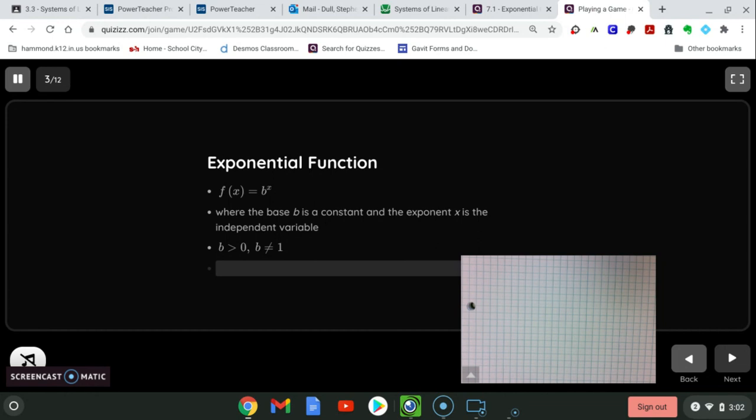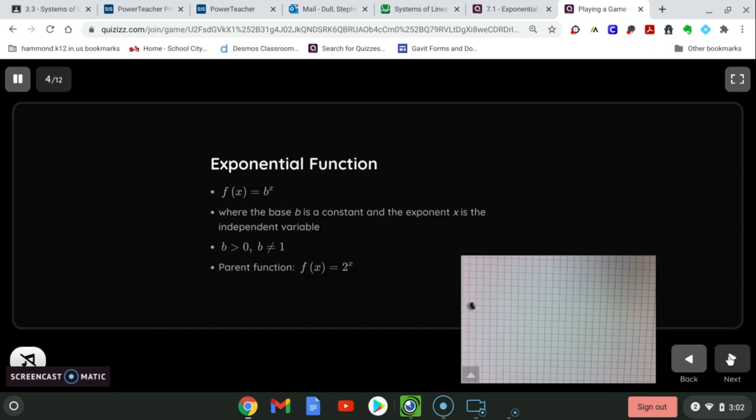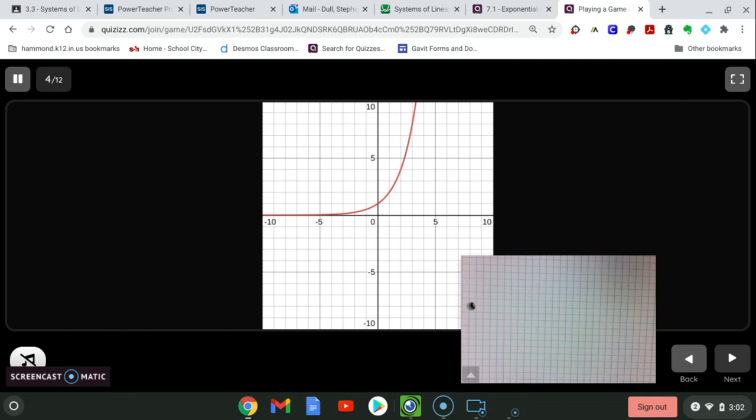And why is that? Well, if B is 1, the value of the function is always 1. No matter how many times you multiply 1 by itself, it's going to be 1. The parent function, f of x equals 2 to the x. So what does that look like? So this is the graph of f of x equals 2 to the x. And I'd like you to take a moment and just note some of the things that you see here and maybe write them down.